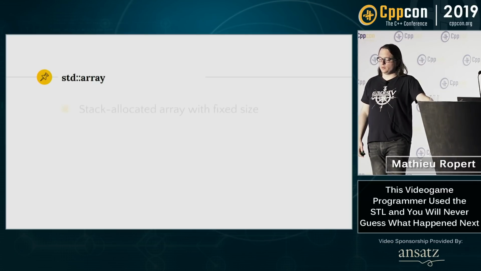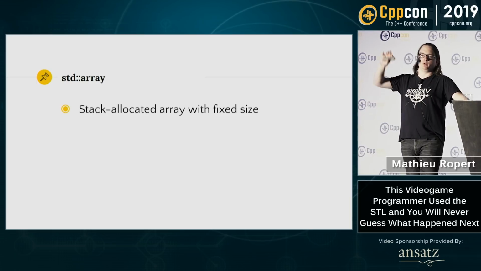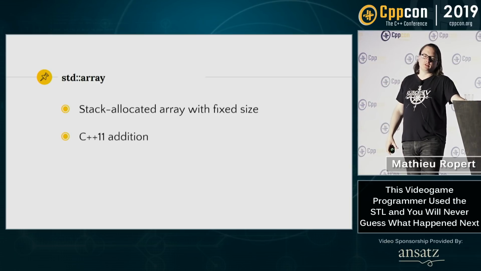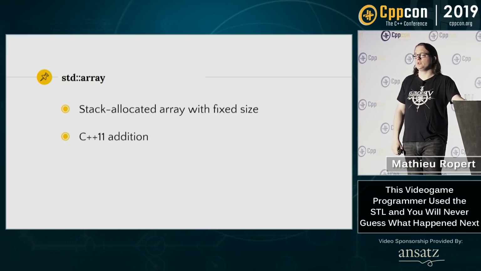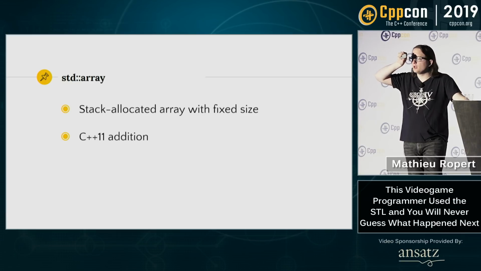There's array then. Array is like vector, except it's fixed size. At compile time, you say, okay, I want an array of X elements. It comes from C++11, but who is not using C++11 here? Come on, are you just shy, or is it literally nobody? Wow, time flies. Great.